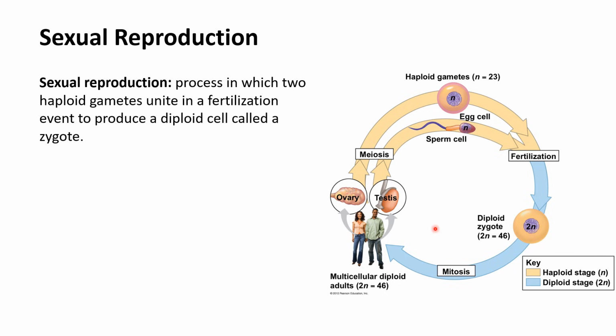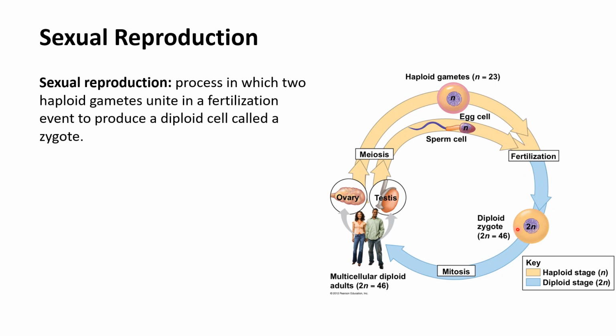So if meiosis didn't occur, let's take a look at what would happen to chromosome numbers. If the chromosome number was not reduced in sperm and egg cells, they would each have 46 chromosomes, and the diploid zygote would end up having 92. So that would be a problem.